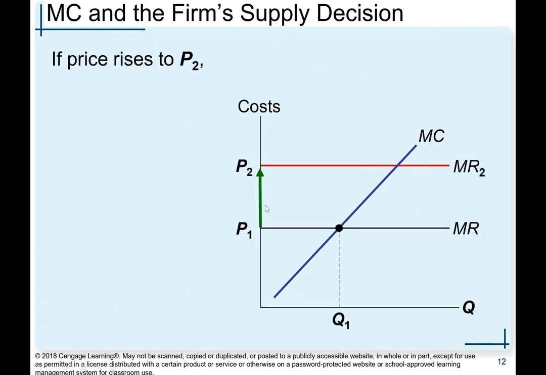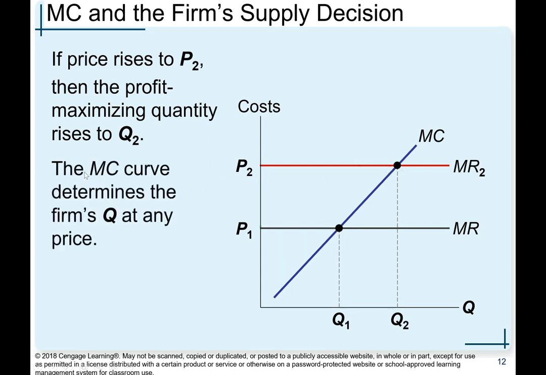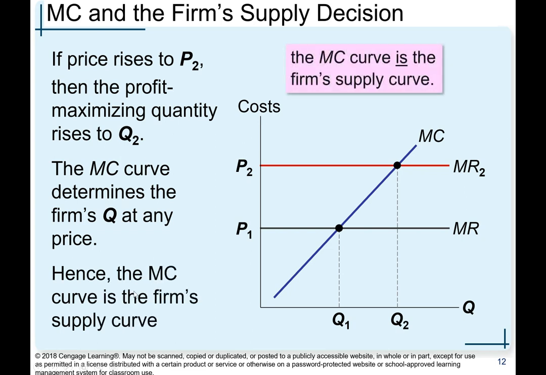If, however, price rises from P1 to P2, what will happen? Then the profit maximizing quantity will change from Q1 to Q2, again where marginal cost equals marginal revenue. The marginal cost curve determines the firm's output at any price. Very important. So the marginal cost curve is the firm's supply curve. Another very important conclusion: marginal cost curve is the firm's supply curve, and that is a competitive firm we're talking about here.